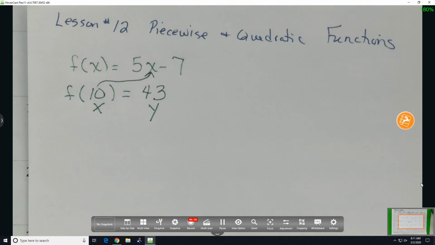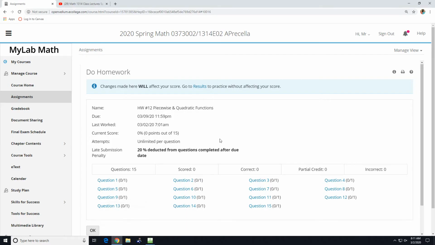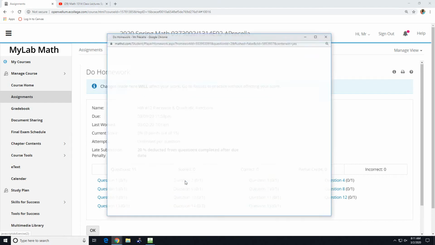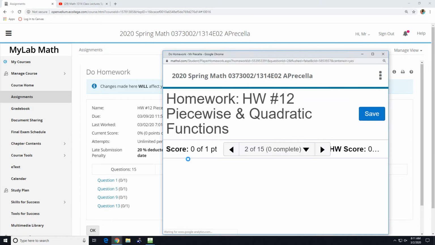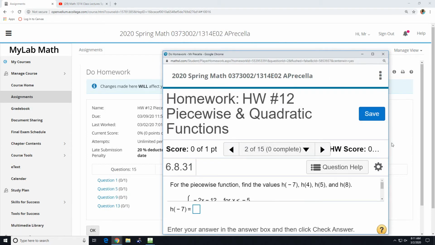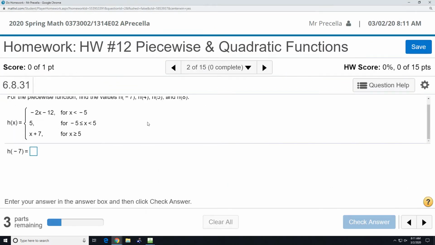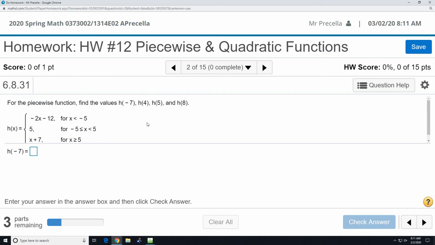Let's go ahead and just jump into problem number 2. 2 is a good one to start with. A piecewise function is a function that is defined by more than one piece. I know that's a terrible definition because we're using the word piece in it, but notice this function is defined using 3 pieces. You'll use the piece negative 2x minus 12 to find your y value if your x value is less than negative 5.